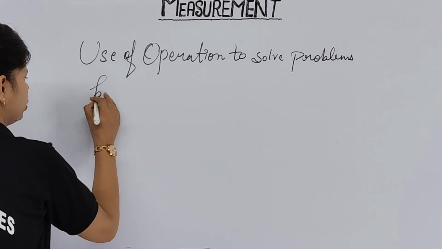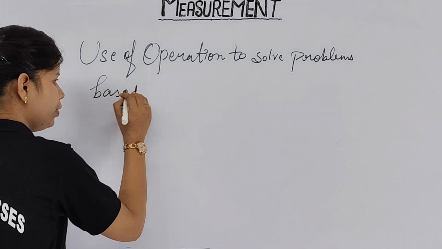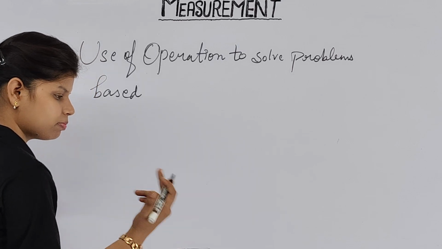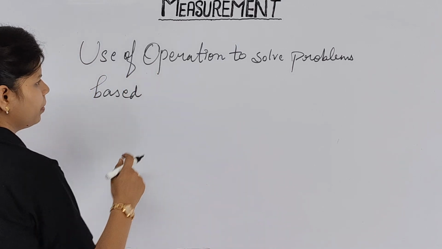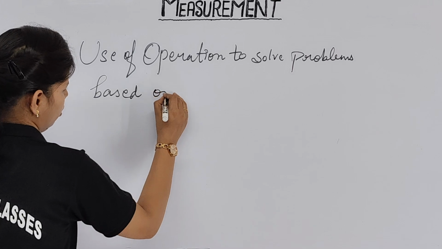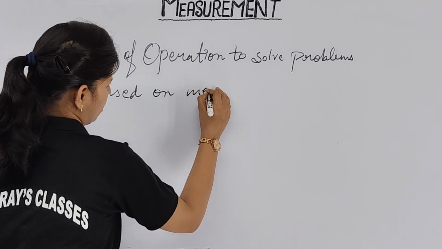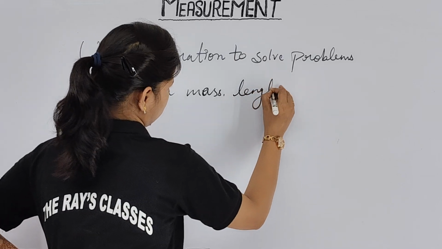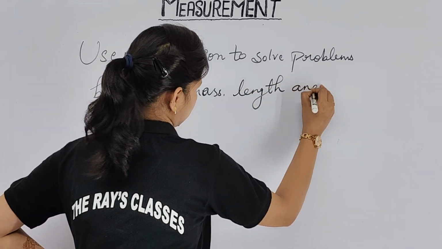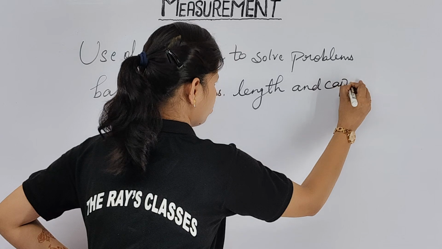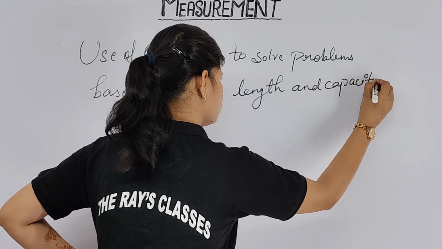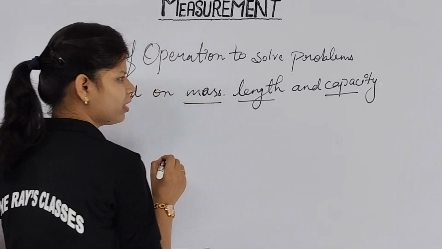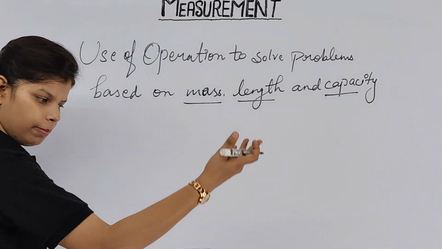based on operations. Again and again I am telling you in all my videos, whatever we have learned, that we have 4 operations: plus, minus, multiply and divide. Use of operations to solve problems based on mass, length and capacity. Now children, with all the parts of this video, we came to know about these 3 terms. I hope you understand this.